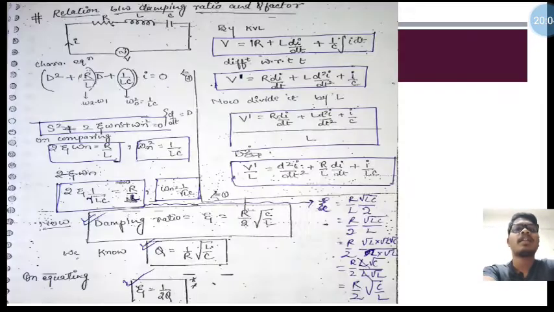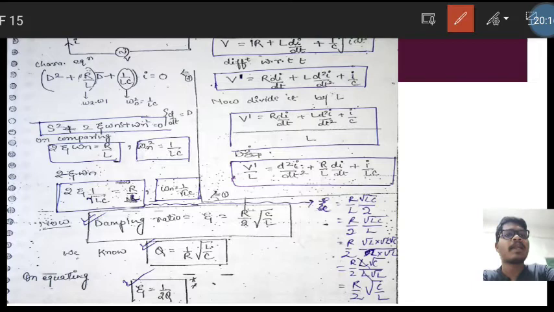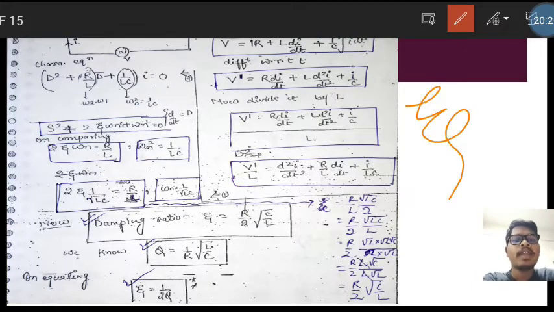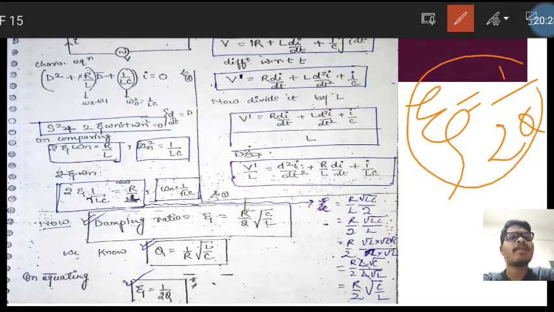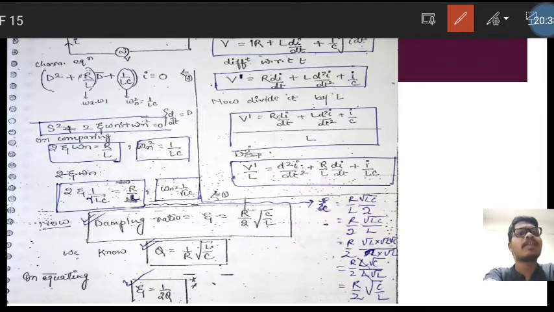Now come to the relationship between the damping ratio and the quality factor. So what is the damping ratio? The symbol of the damping ratio is zeta. I am writing here, this is the damping ratio. Damping ratio is equal to 1 divided by 2 times the quality factor. Please remember that formula: zeta is equal to 1 divided by 2Q. Let's find how it comes.